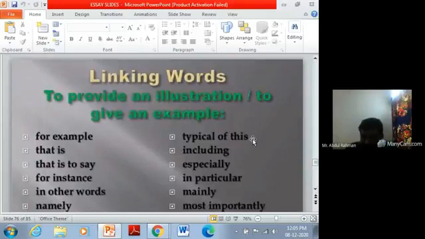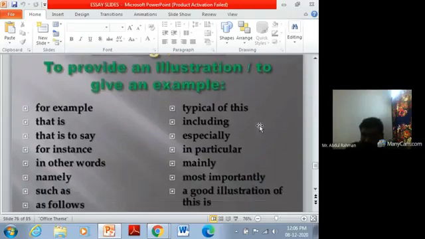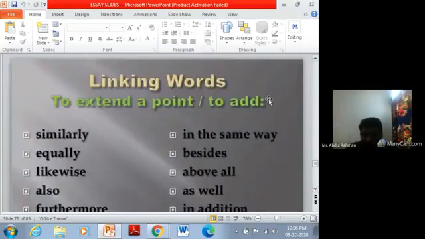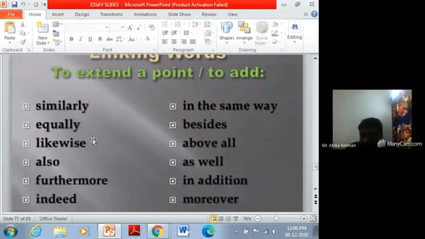Then words that create a link. To give an example, you can use, in the case of an argumentative essay: for example, that is to say, for instance, in other words, namely, such as, as follows, typical of this, including, especially, in particular, mainly, most importantly, a good illustration of this is, etc. Then, to extend a point: similarly, equally, likewise, also, furthermore, indeed, in the same way, besides, above all, as well, in addition, moreover.